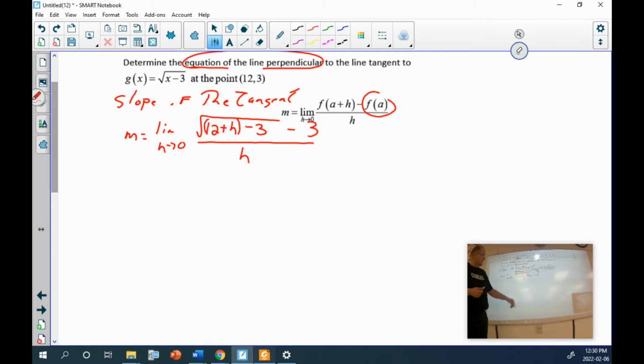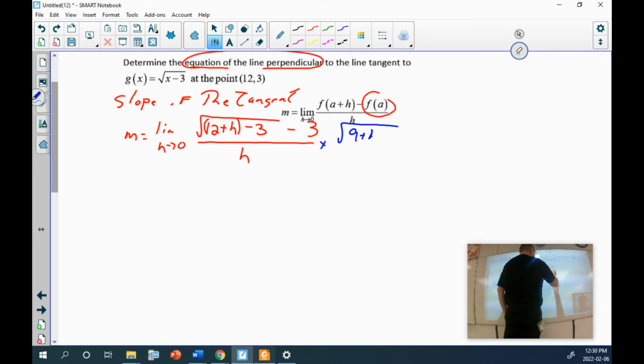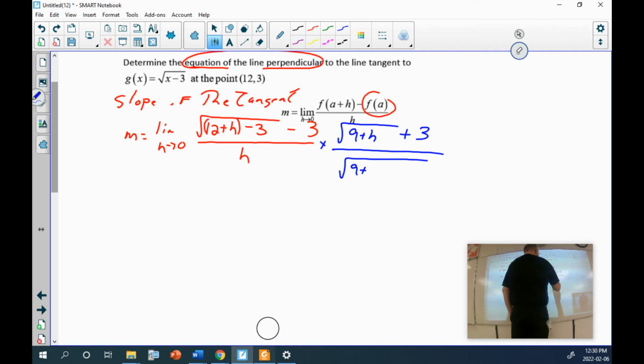Can't evaluate, h becomes 0. Well, we have a radical on top. Let's go ahead and rationalize this. So I'm just going to gather a little bit. So this becomes the square root of 9 plus h minus 3, times the square root of 9 plus h plus 3 on the bottom, over the square root of 9 plus h plus 3.